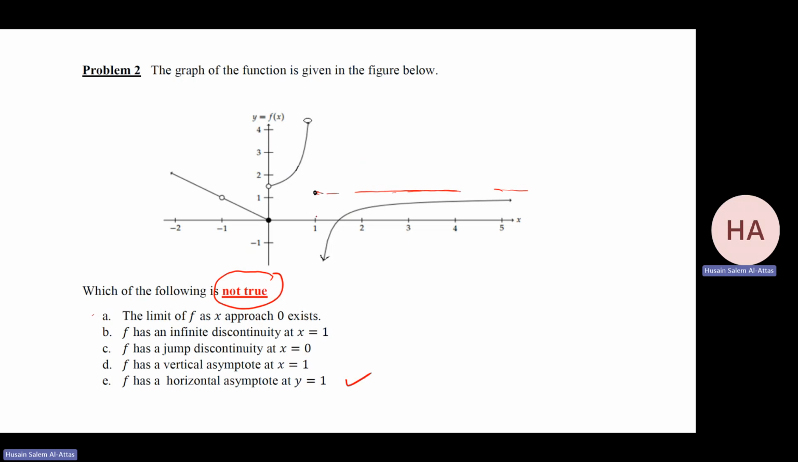Vertical asymptote at x equal 1. Yes, there is a vertical asymptote at x equal 1. Jump discontinuity at x equal 0. At x equal 0, there is a jump discontinuity. It's discontinuous because there is jump discontinuity. Infinite discontinuity since it goes to infinity. The limit of f as x approaches zero exists. No, it does not exist. So this is the only wrong.